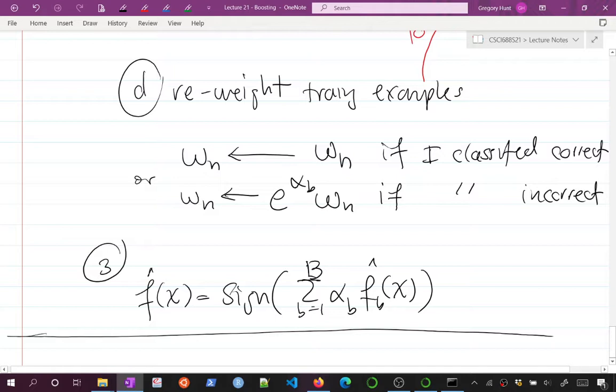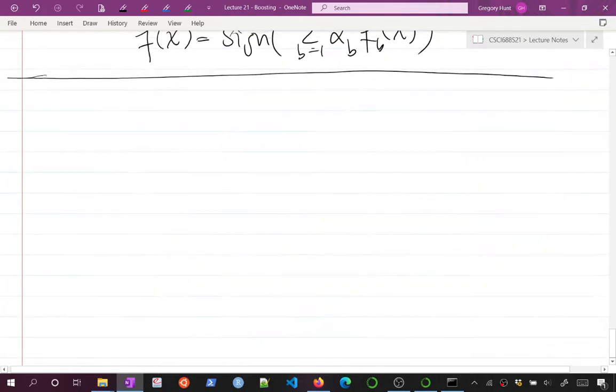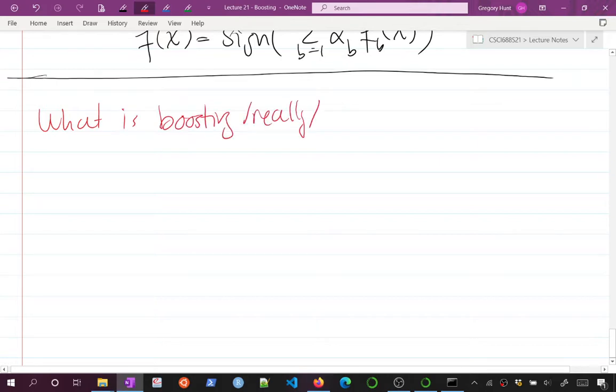So that was a nice, fun, and easy motivation for the lecture. The question is, what is boosting really doing? Or maybe the question would be, why does it work?